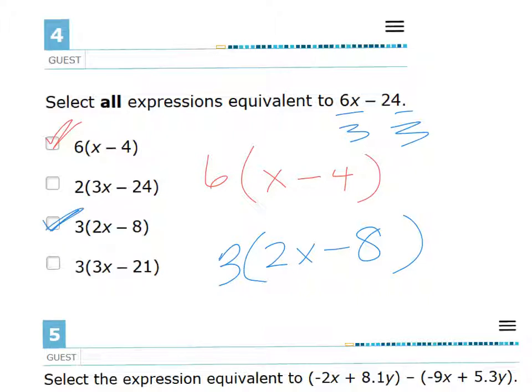Now the last two that are remaining, I know that I can distribute. So here 2 times 3x would give me 6x, but then 2 times negative 24 would give me negative 48. And it says negative 24. So this is not a correct answer. And then for this one at the bottom, 3 times 3x, that's 9x. And we know that it starts with 6x. So that is also not a correct solution. So the only two correct solutions are the first and the third.